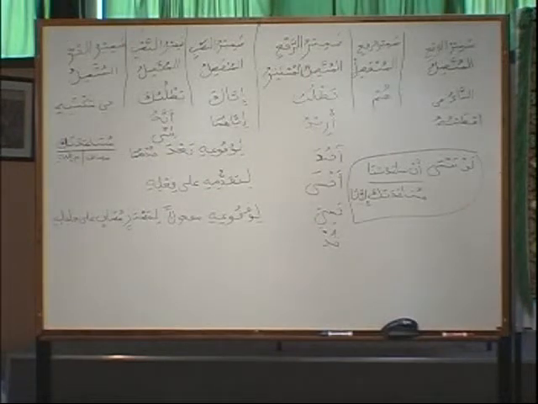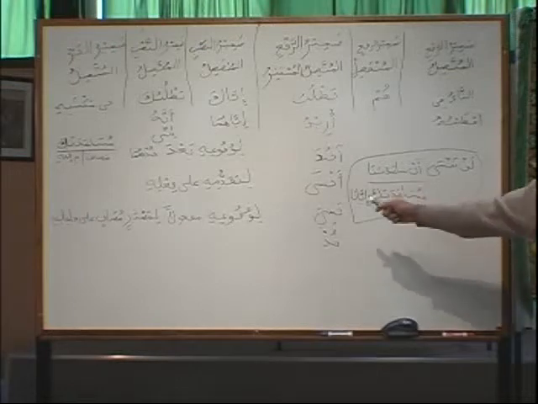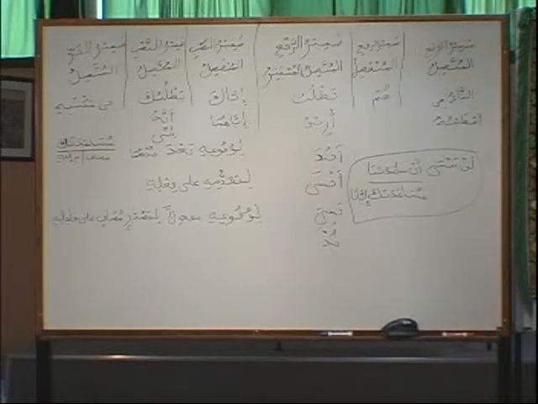Iyaka na'budu. Iyaka will be in your fourth column. And na'budu, where will na'budu go? In the third column, because the damir is mustatir. Wa iyaka, again it will come in the fourth column. And nasta'inu will come in the third column. Very good.